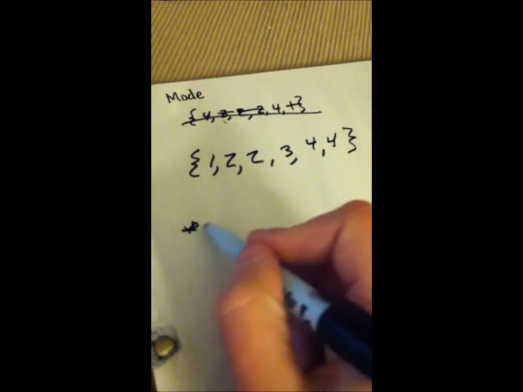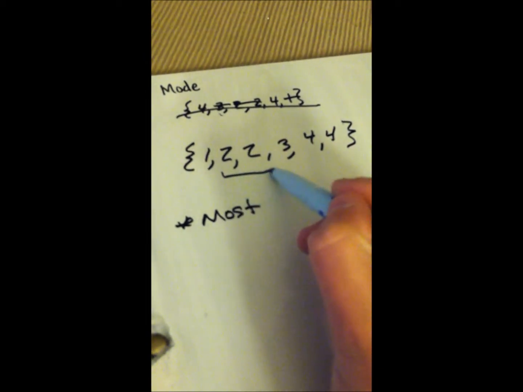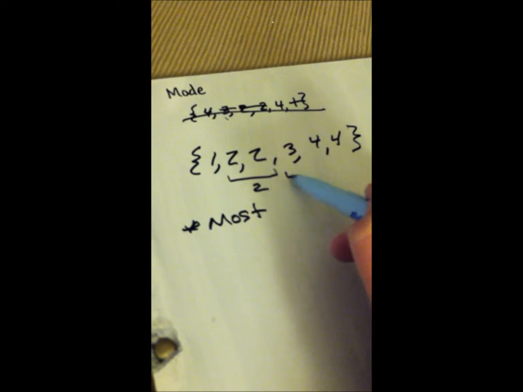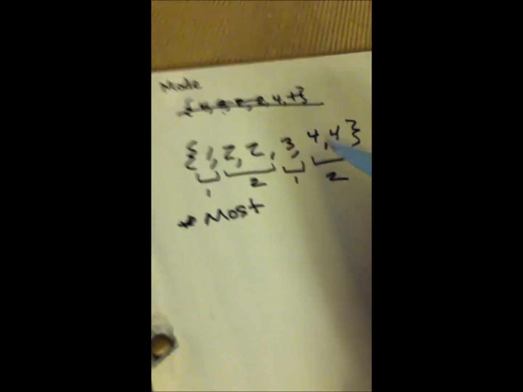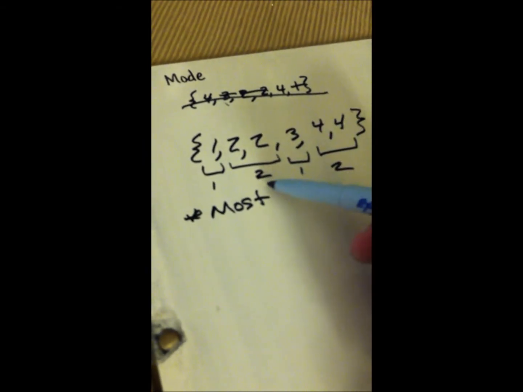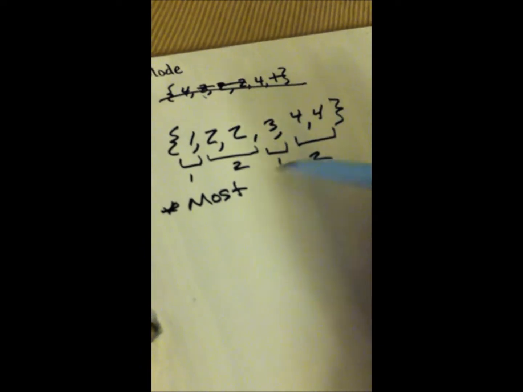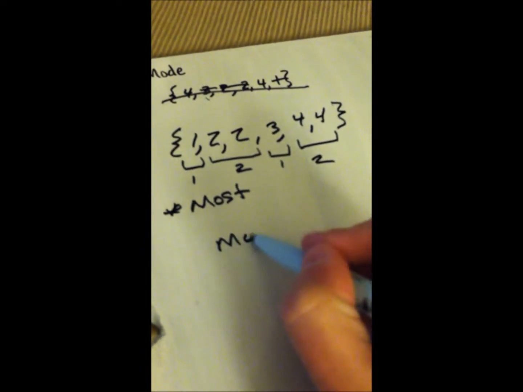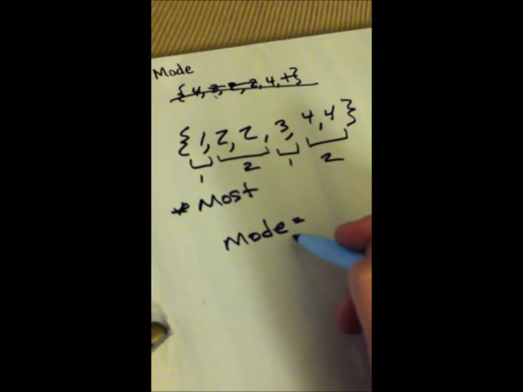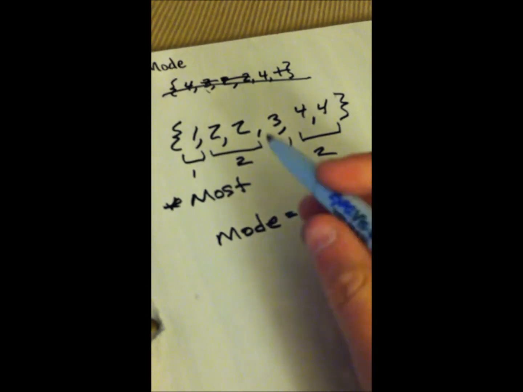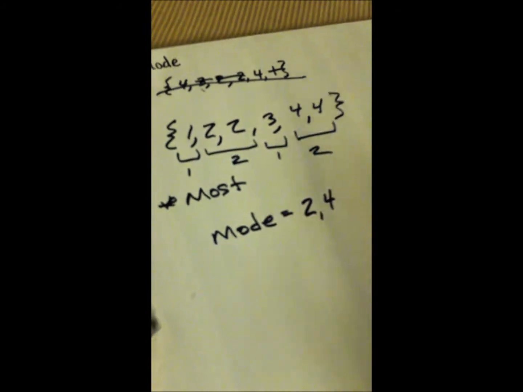Mode means most. So all I need to go through, I say, okay, well there's 2 2s, 1 3, 1 1, and 2 4s. Now in this case, my most number was 2, but I have 2 different numbers, 2s and 4s both had 2, and that's a-okay. When it comes to mode, you can have 1, 2, none, a lot. Most. So 2 and 4, because they were the most.